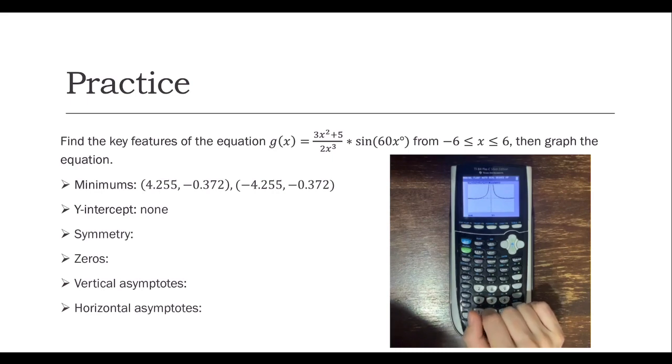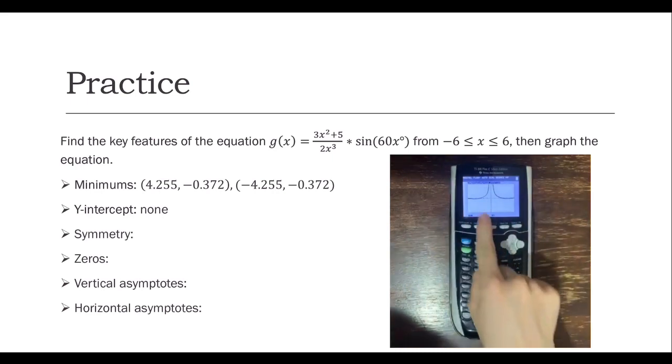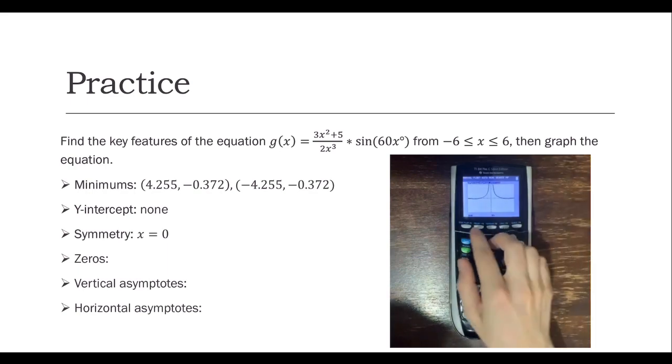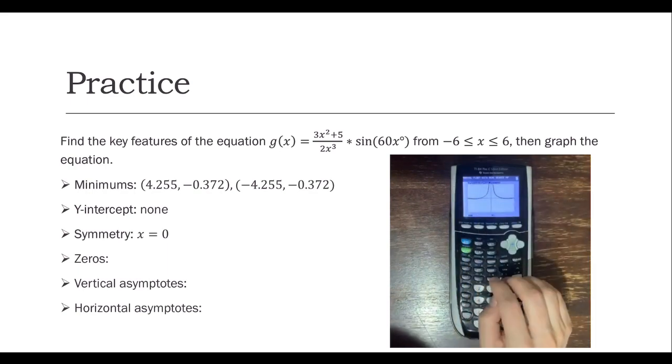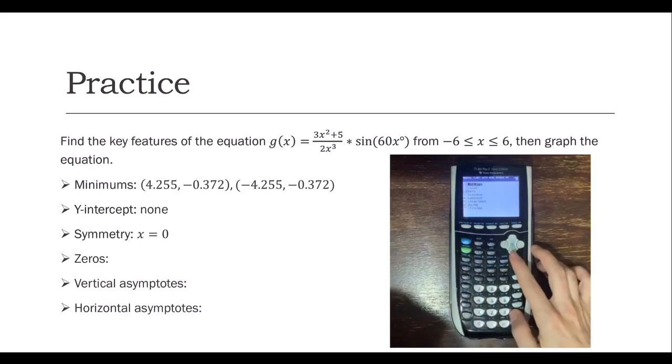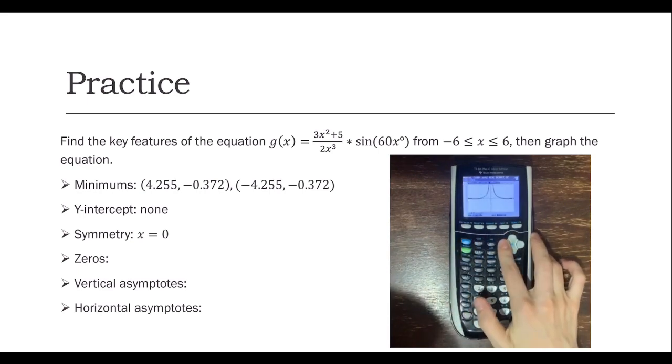Then for symmetry, you want to see if there's a line where your function is symmetrical on both sides of it. And for us, that's going to be when x equals 0, because it's the same on both sides. And you can see that from our minimums, that they're at the same y values and opposite x values. For our zeros, you'll do Second Calc, zero. We'll start with the one farthest to the left.